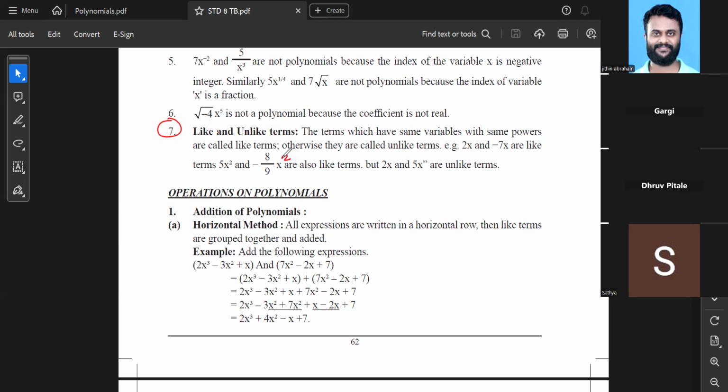I think this is square and this is also square. Yeah, yeah, that is a printing mistake.